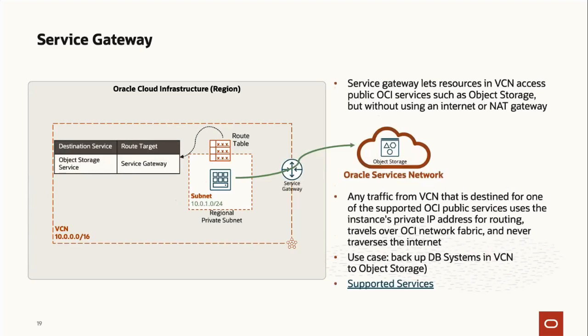Let's move to service gateway. Service gateway allows resources within our virtual cloud network to access public OCI services, such as object storage, but without using the internet or NAT gateway. So basically, your traffic will stay on the Oracle backbone, and the primary use case here is for database backups to object storage.